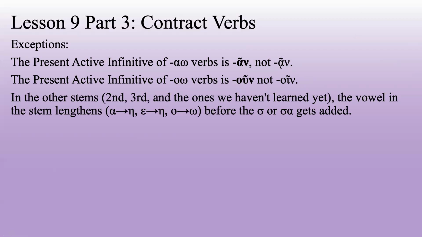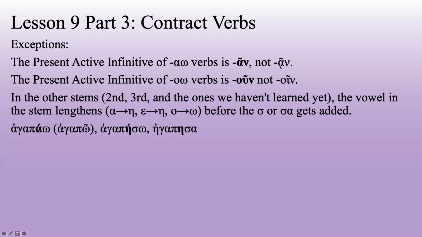Now, in all the other stems besides the first stem, so this is the second stem, third stem, and all the stems we haven't learned yet, the vowel in the stem lengthens: alpha to eta, epsilon to eta, or omicron to omega before the sigma or the sa gets added. So for example, we've got agapao, which shows up as agapo in actual written-out form. This is the uncontracted form, which never actually shows up. This is the actual form of the future active indicative first person singular, agapeso.